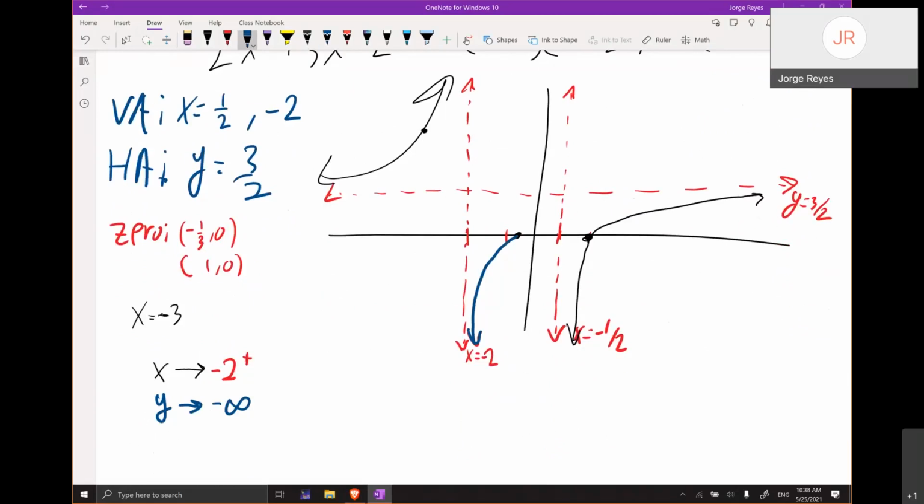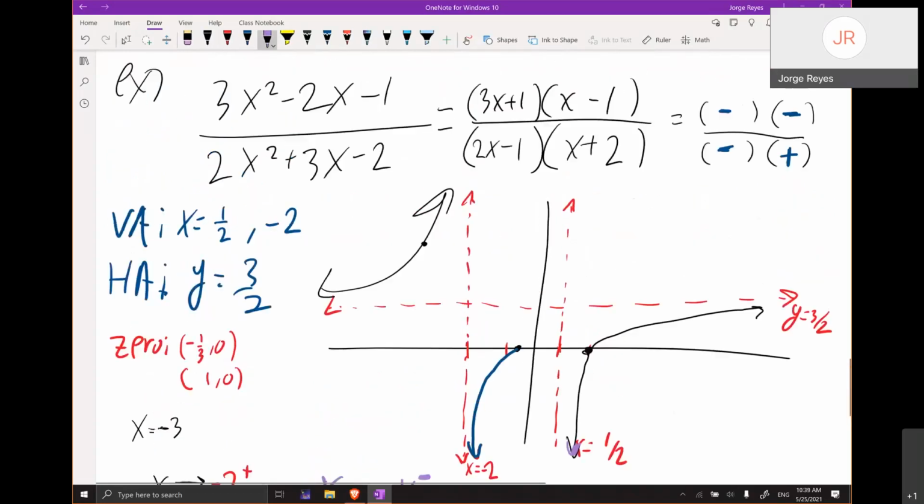Now, I should do the same thing for the other asymptote. Okay, so what happens to x as it goes to 1/2? From the left, right? Because I already know it's going down here, right? I need to know, am I going to be up here or down here? Okay, and so I do the same sign chart thing.